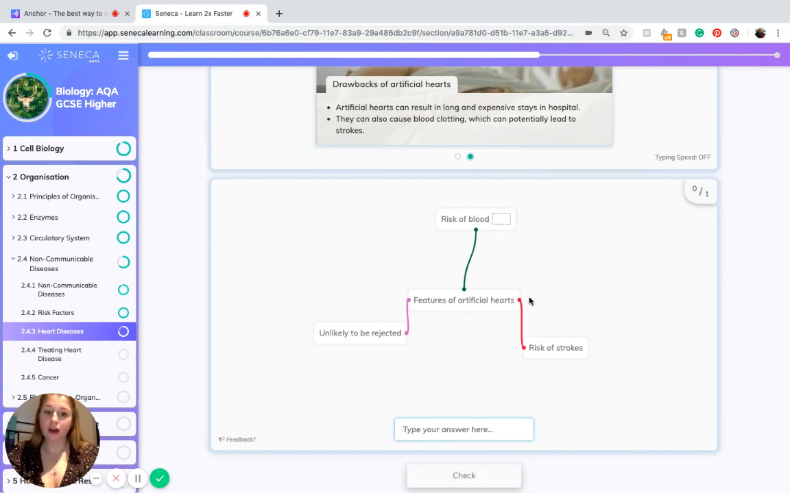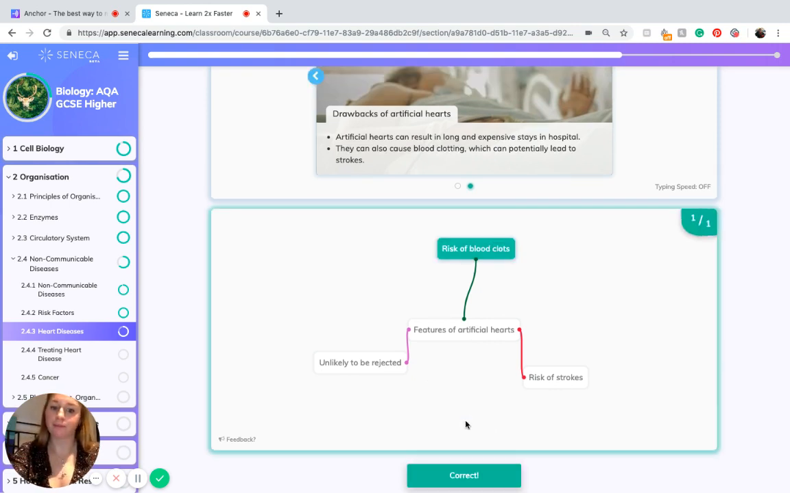So the benefits and the risks of artificial hearts are that they are unlikely to be rejected. However, there is a risk of blood clots and a risk of stroke.